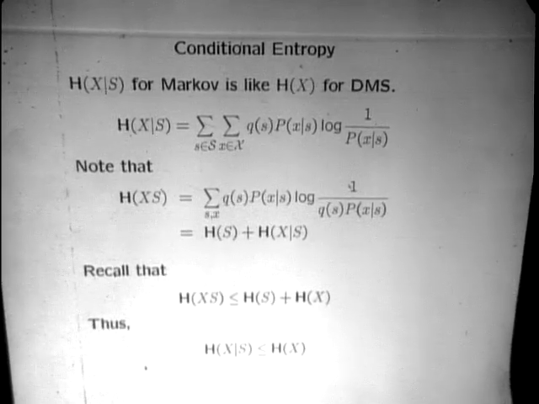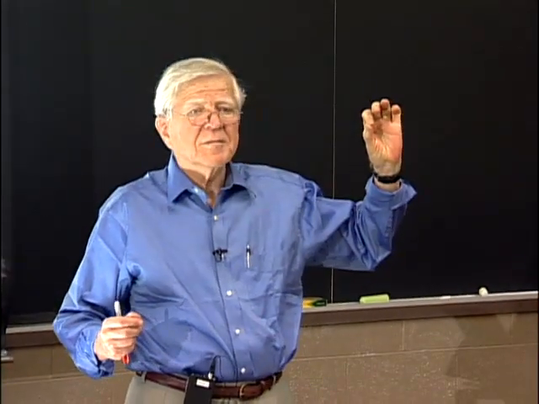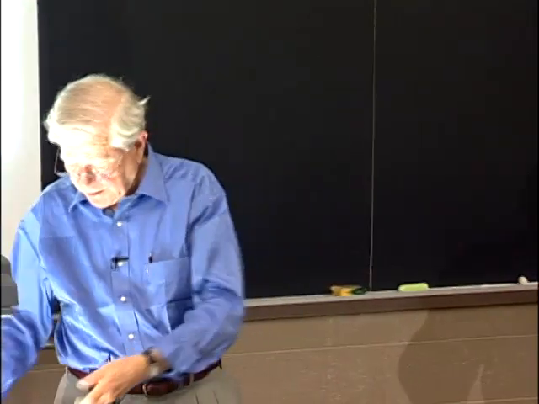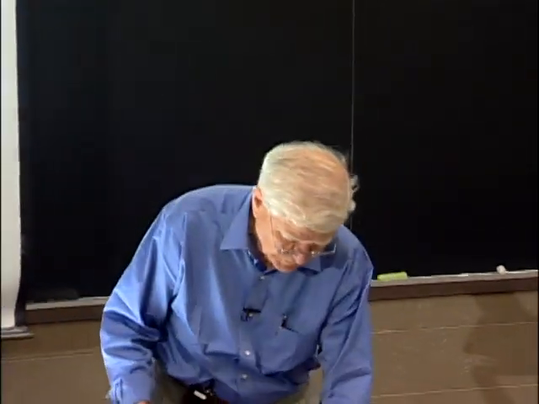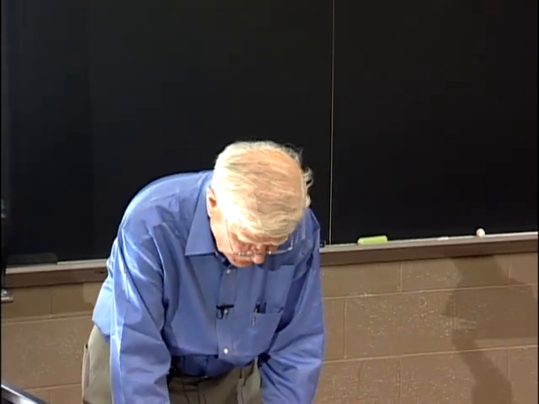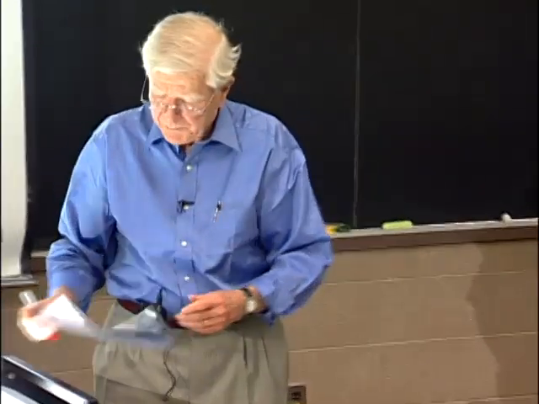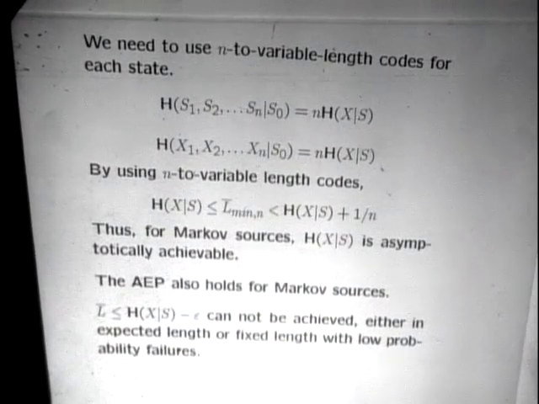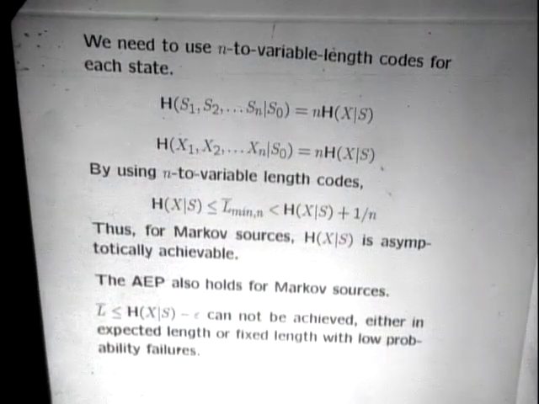It says that if you use the previous state in trying to do source encoding, you're going to do better than if you don't use it. Well, I mean, the whole theory would be pretty stupid if you didn't. So that's what that says. As I told you before, the only way we can make all of this work is to use n-variable length codes for each state. In other words, you encode n letters at the same time.